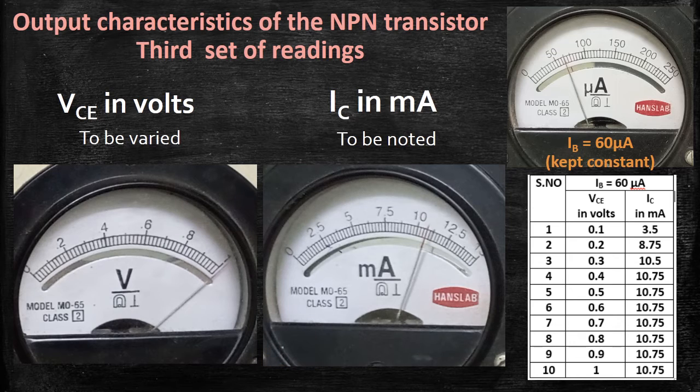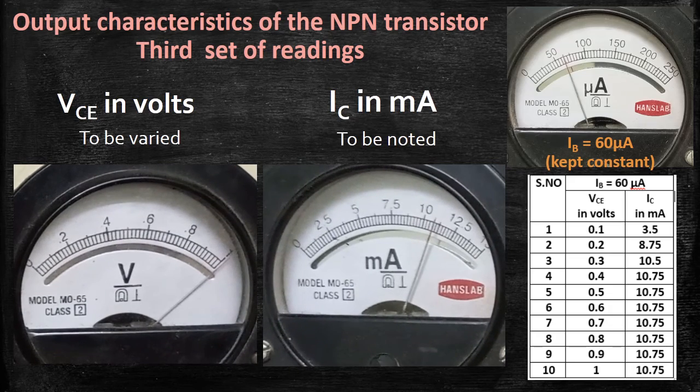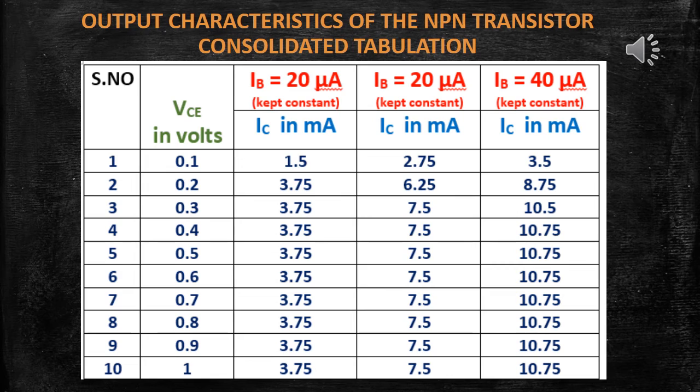Okay. Now we have completed the third set of readings, in which IB was kept at 60 microampere. That one was kept constant. So far we have taken 3 sets of readings. For those 3 sets of readings, we have to draw the graph. Therefrom we have to find out the value of output impedance. We have to draw the slope also. Understood? Here we have tabulated all the values which are taken for various values of IB.